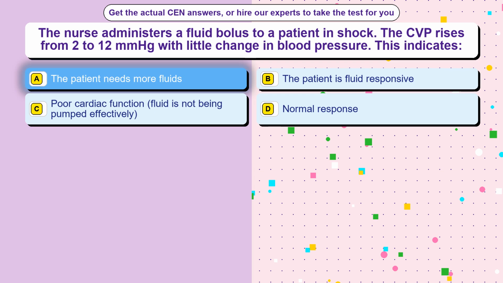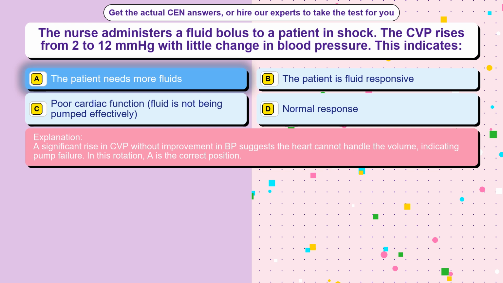The correct answer is option A. The patient needs more fluids. A significant rise in CVP without improvement in BP suggests the heart cannot handle the volume, indicating pump failure. In this rotation, A is the correct position.